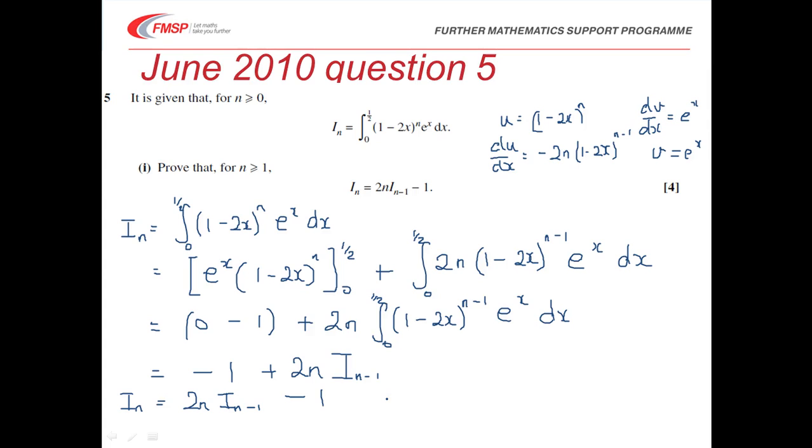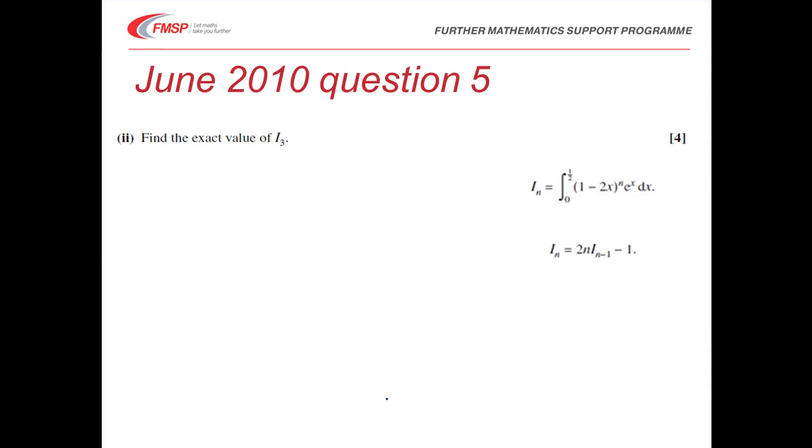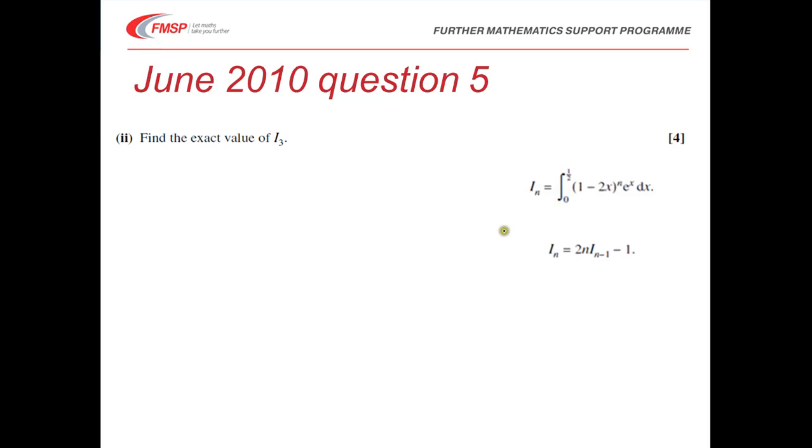So that was part 1, and then in part 2 it says find the exact value of I of 3. I've just written down the result that we had from part 1 here. We want to find I of 3, so using this result, it will be 2 times 3, I of n minus 1, so that will be I of 2 minus 1. So 6 I of 2 minus 1. And then we need to work out I of 2, so that will be 2n, which will be 4, I of 1 minus 1.